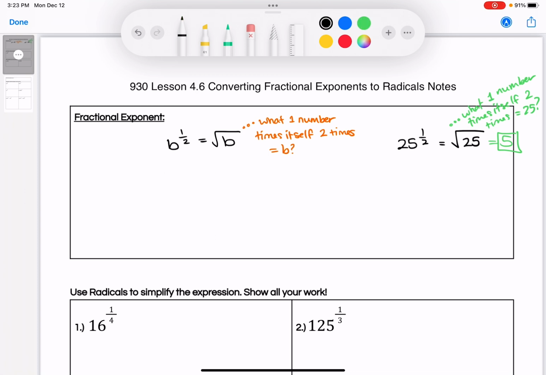So that's maybe one that we could understand, but we don't have to have just a half as our fraction. I could have, say, b to the 1/3 power. What that would mean is this is the third root of b. Now, many people haven't really seen a third root before, but it's very similar. Instead of what number times itself 2 times equals b, a third root means what one number times itself 3 times equals b.